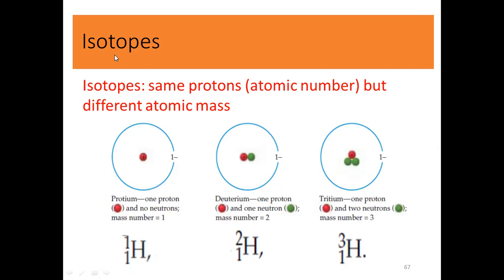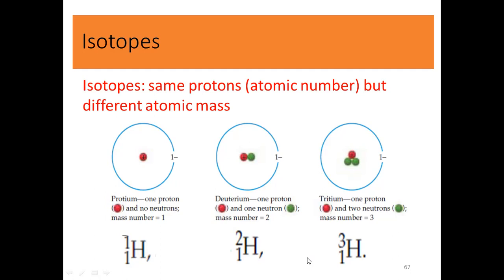This is also very easy to remember. Iso means same, topes means protons. It ends with the sound P, P means the protons, and iso means the same. So isotopes mean having the same protons. If you find different elements having the same protons, these are called isotopes.